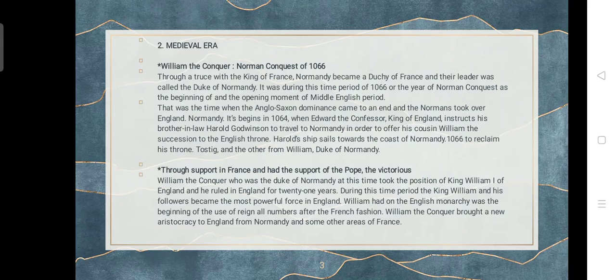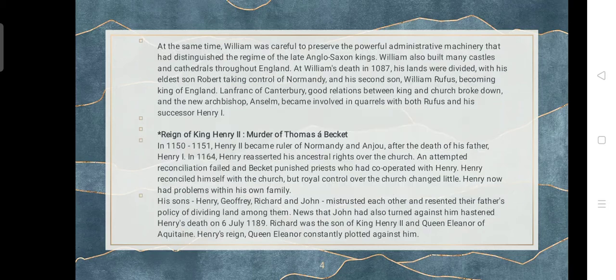Through support in France and having the support of the Pope, the victorious William the Conqueror, who was the Duke of Normandy at this time, took possession as King William I of England, and he ruled in England for 21 years. During this time period, King William and his followers became the most powerful force in England. William had on the English monarchy was the beginning of the use of Roman numerals after the French invasion. William the Conqueror brought a new restoration to England from Normandy and some other areas of France.